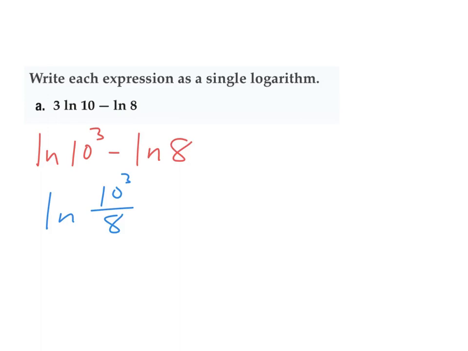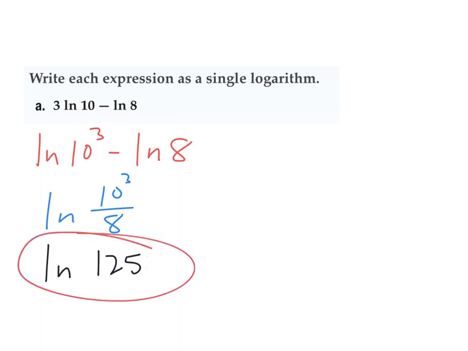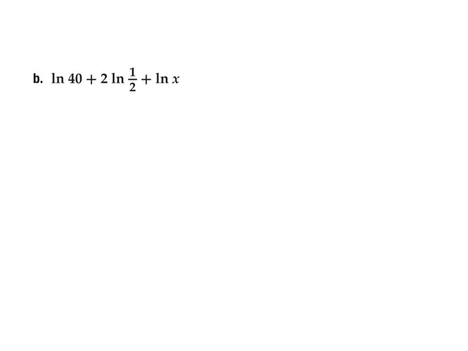Alright. Now, what is 10 to the third? 1,000. What is 1,000 divided by 8? 125. So I can simplify this down, okay? And so now I've rewritten this expression as one single logarithm using my properties. So again, nothing really new here. These are properties we've already gone over and covered. It just so happens they're in the frame of natural logs instead of just logarithms, okay? Next problem, okay?